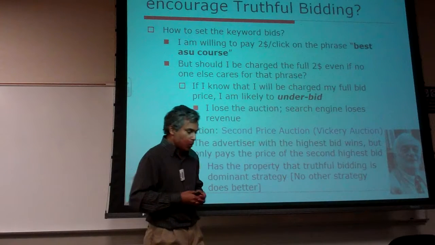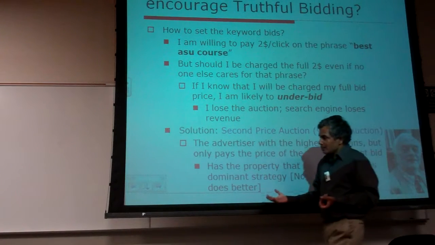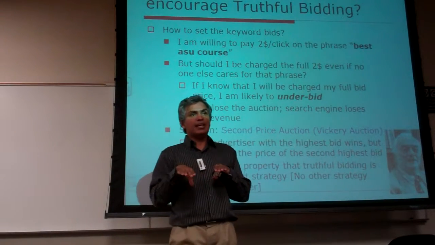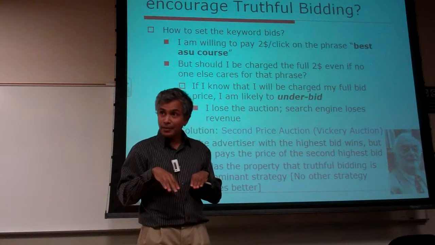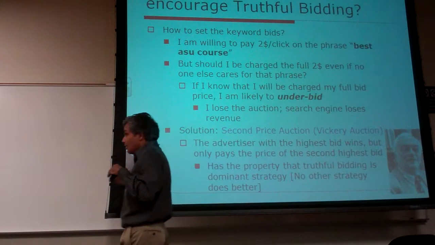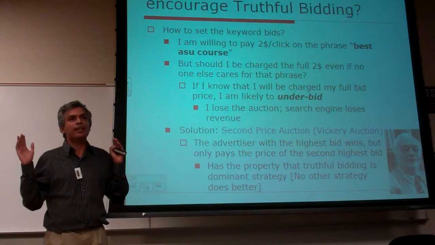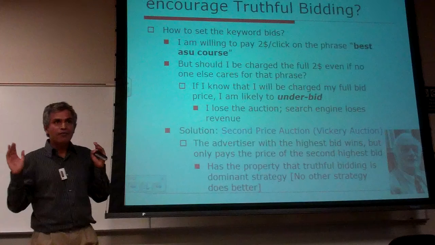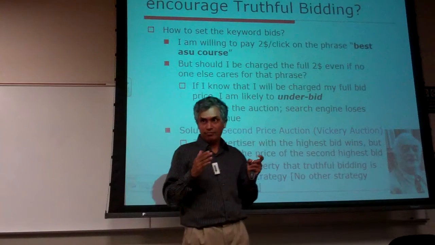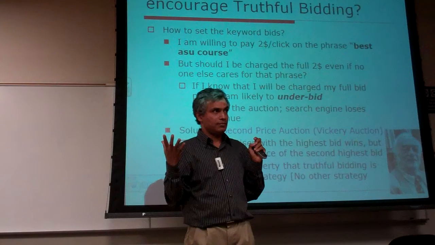So the whole issue in auctions is basically you have to design a mechanism. This is a very deep issue. You have to design a mechanism where people cannot do better than being truthful. Do you understand what I'm saying? If you design a mechanism where by lying they can do better, they will lie, because that's part of being smart.